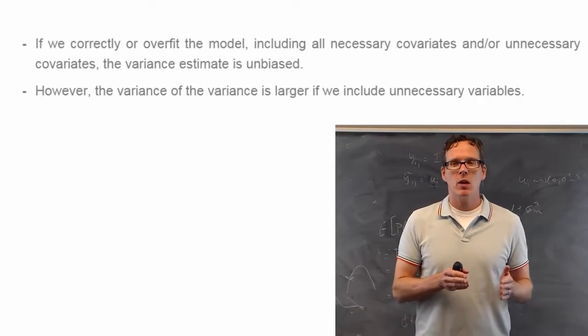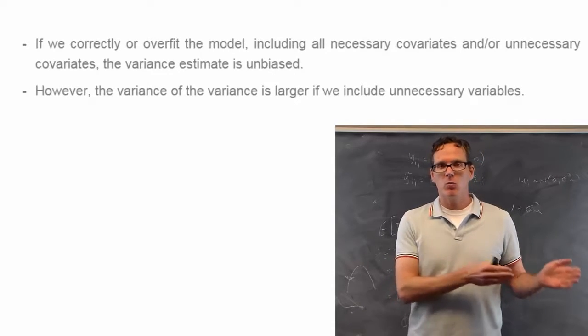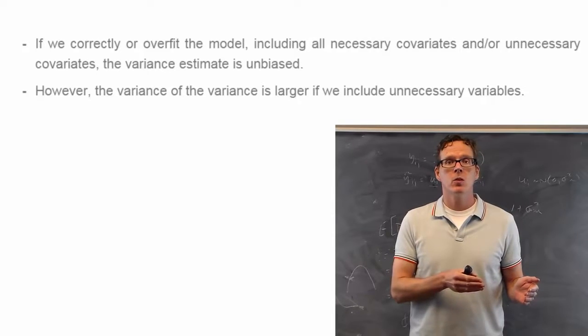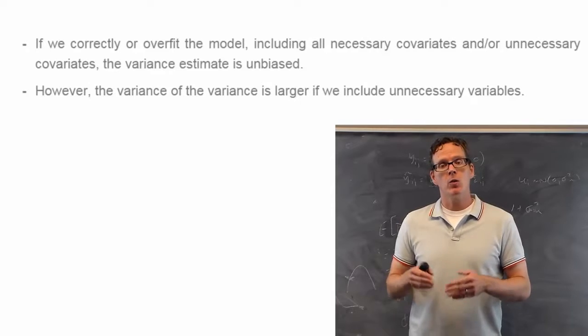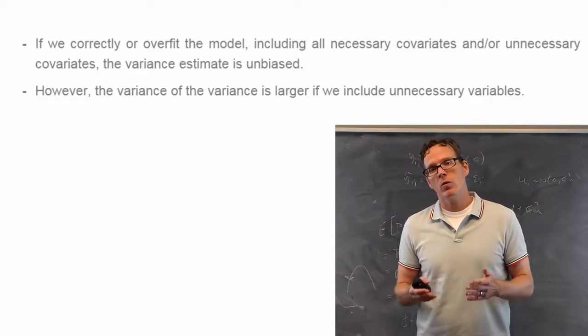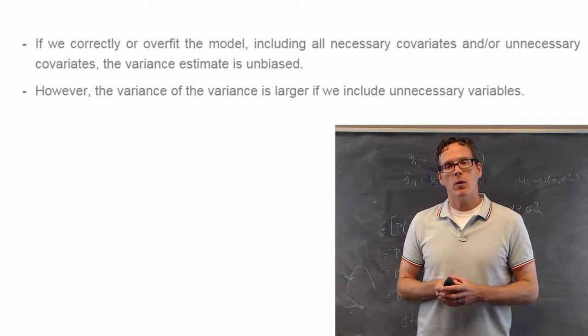So it's actually kind of the same rule. If we omit, as we discussed before with coefficients, if we omit variables, then we get bias. If we include variables, then we get a less reliable estimate. So it's roughly the same impact going on.